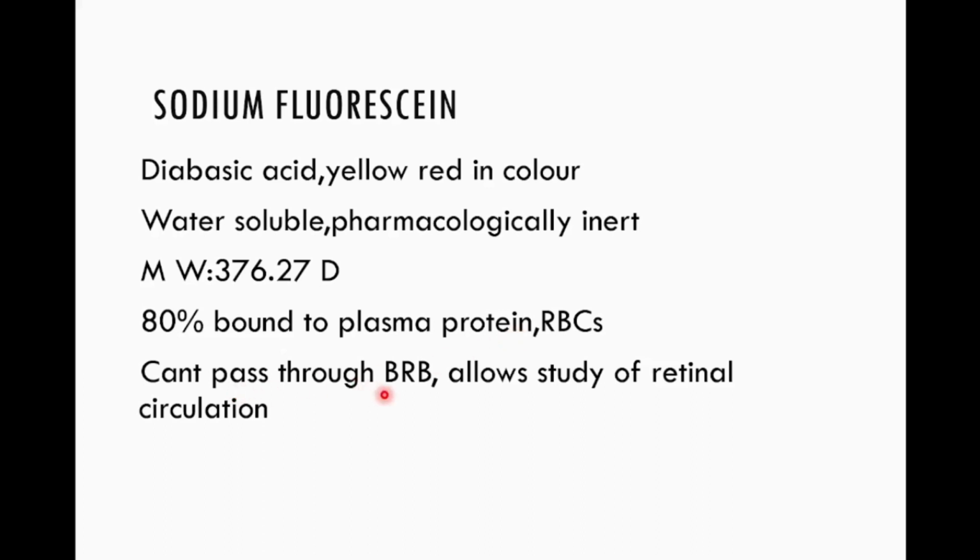It cannot pass through the blood retinal barrier, so it allows the study of the retinal circulation. We all know that there are two blood retinal barriers: the outer blood retinal barrier and the inner blood retinal barrier. Outer is the RPE-Bruch's membrane complex, and inner is the endothelium in the blood vessels, the endothelial tight junctions. So it cannot pass through both the outer and the inner blood retinal barrier. That's why it stays in the retinal circulation, and we are able to study the retinal circulation.